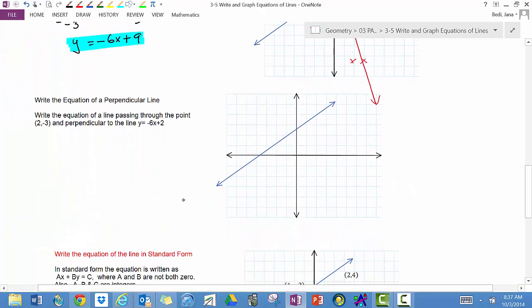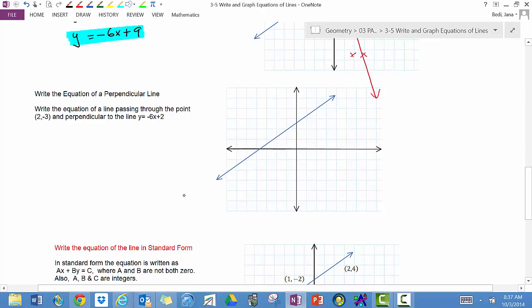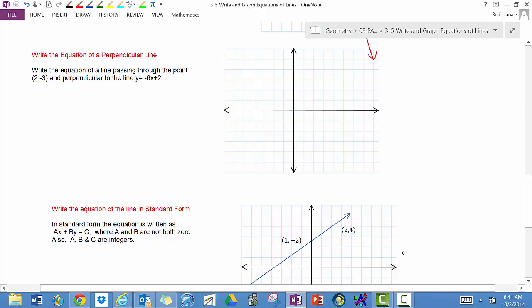Next, write the equation of a perpendicular line. Next, let's write the equation of a line that passes through the point 2, -3. So I'm going to go ahead and mark 2, -3 again. And I'm going to use a scale of -2 one more time. So 2 and -3 is here. This is my point 2, -3.